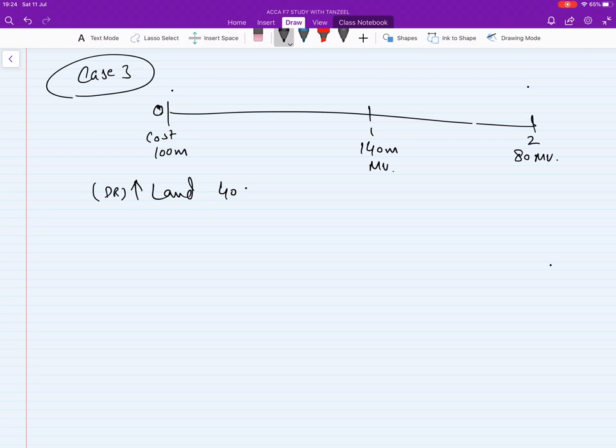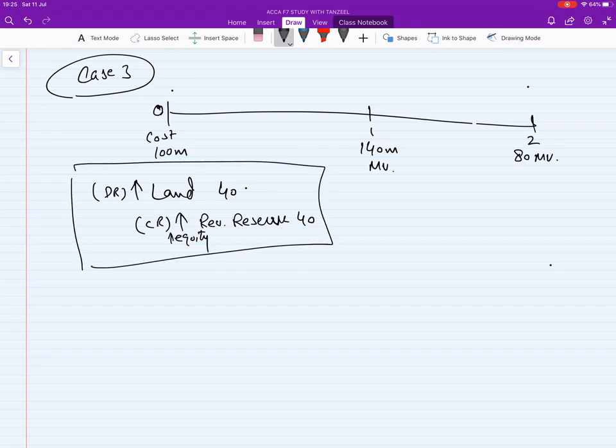Here you need to credit revaluation reserve of 40. Equity increases, because equity is increasing, we did this entry. So land is debited by 40 and you put 40 extra to the reserve that you have maintained, the revaluation reserve.